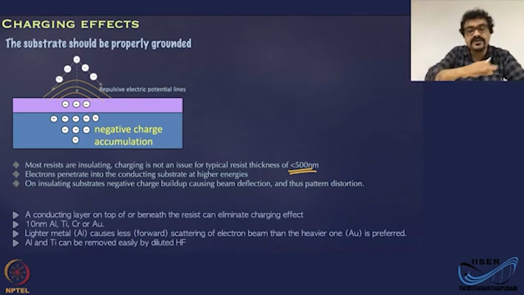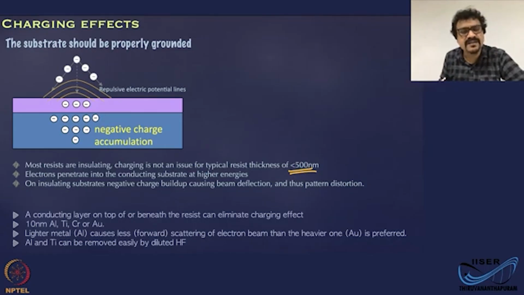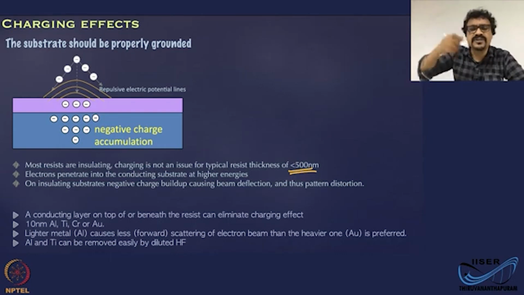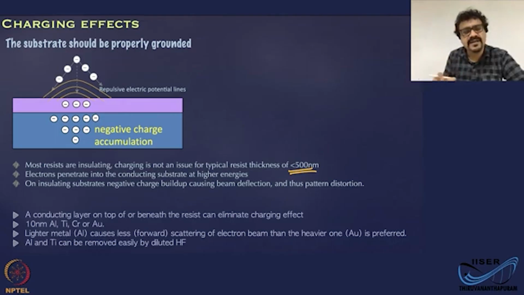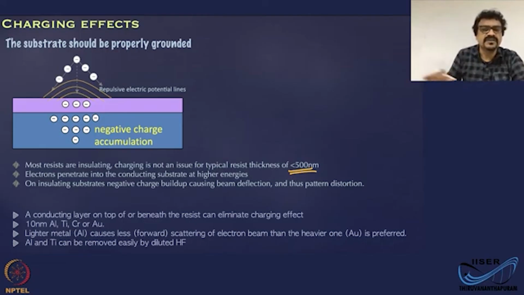Okay, and after that you can coat a very thin layer of gold, a few nanometers of gold or chromium, titanium or any other metal which you can easily remove. This thin metal will not pose any hindrance to the electron beam. It will be transparent and pass through, while the charge grounding will be taken care of by the metallic nature of the layer.